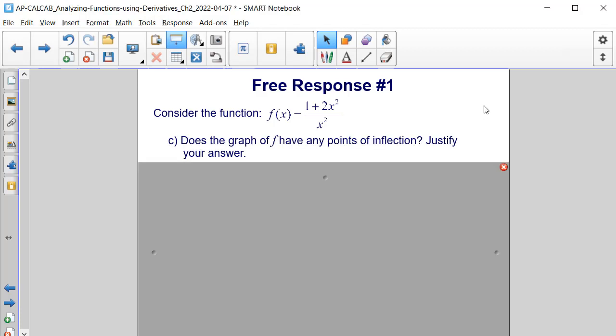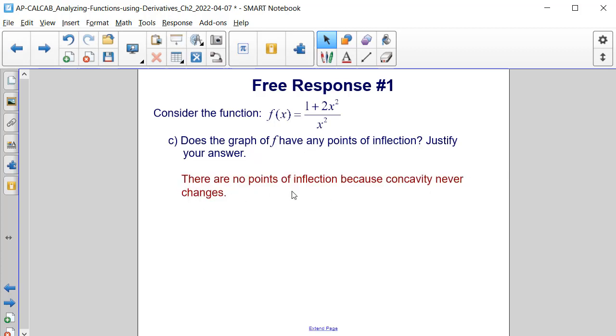Now let's answer part C. Does the graph of f have any points of inflection? Justify your answer. There are no points of inflection in this function because we actually found, when answering the last question, that it was concave up for all x values within our domain. So therefore, because the concavity never changes, there are no points of inflection.